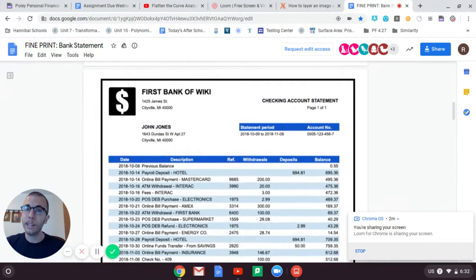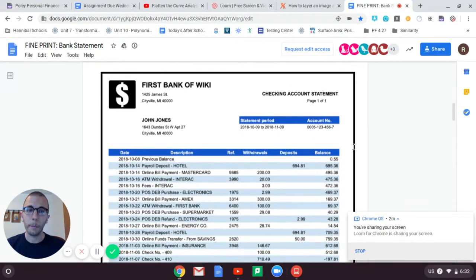Maybe you've seen a statement like this before, maybe not. But either way, we're going to walk through what it's all about and what we can learn from this bank statement. Okay, and this specifically is a statement for a checking account. The First Bank of Wiki at 1425 James Street in Cityville, Michigan, zip code 40,000. Okay, and the person whose statement we are looking at is John Jones, who lives at 1643 Dundas Street West, apartment 27, also in Cityville, Michigan, zip code 40,000.